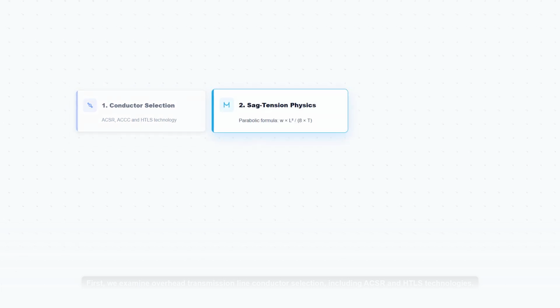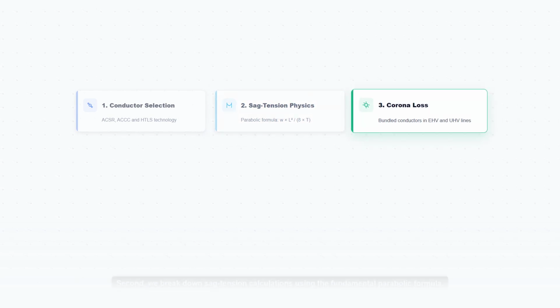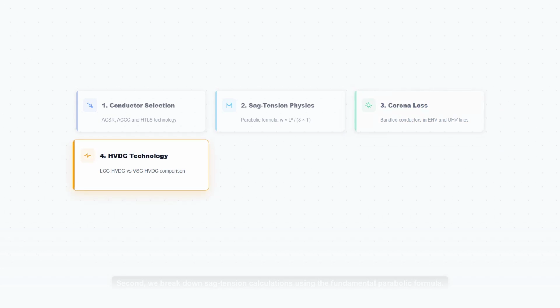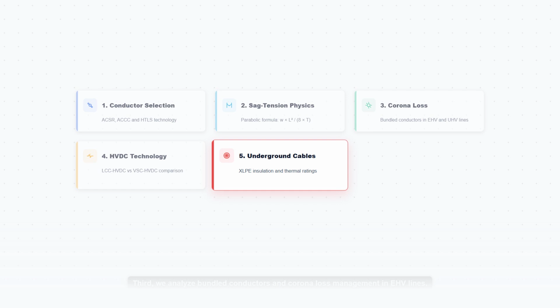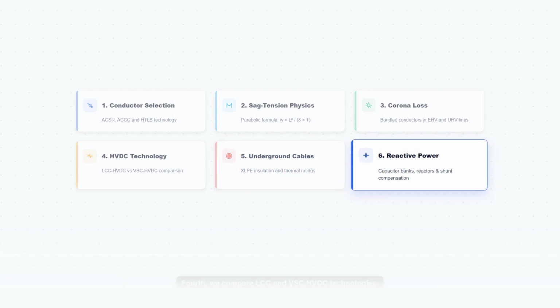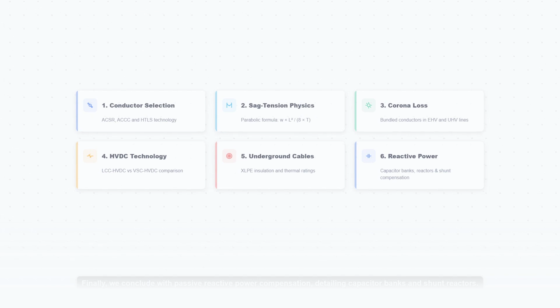First, we examine overhead transmission line conductor selection, including ACSR and HTLS technologies. Second, we break down sag tension calculations using the fundamental parabolic formula. Third, we analyze bundle conductors and corona loss management in EHV lines. Fourth, we compare LCC and VSC HVDC technologies. Fifth, we evaluate underground XLPE cables and their thermal ratings. Finally, we conclude with passive reactive power compensation, detailing capacitor banks and shunt reactors.